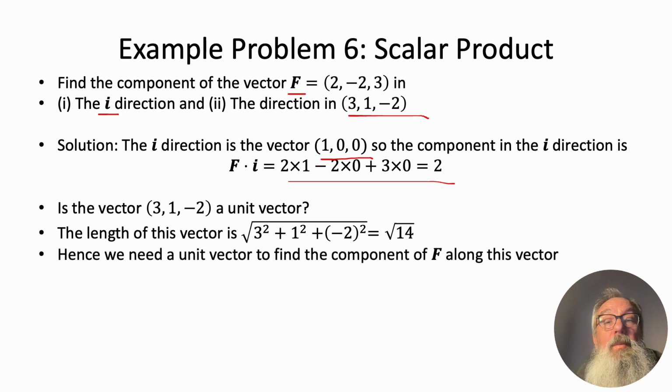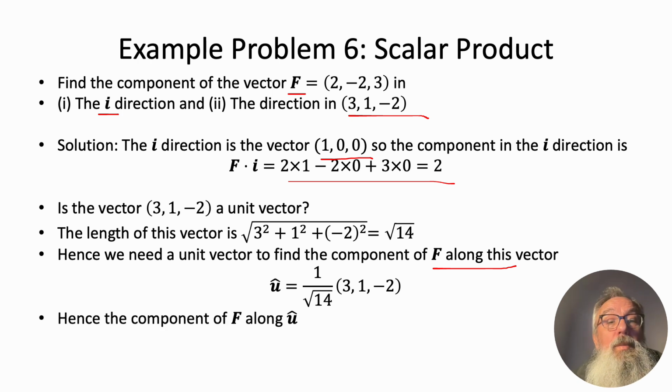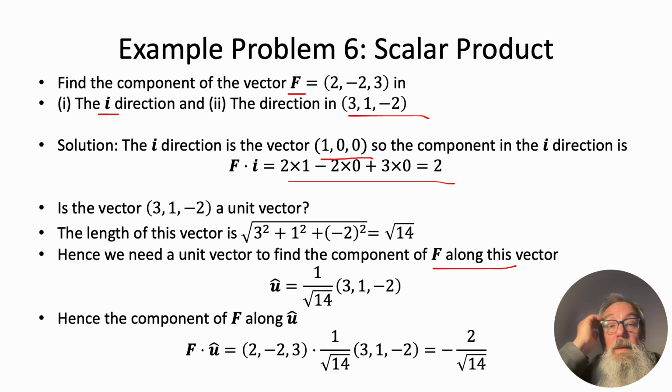Hence the unit vector, for the component of F, which is what we want, is 3, 1, minus 2, all divided by root 14. So the component of F along U is F dot U hat, or F dot the unit vector in direction of U, which is minus 2 over root 14.